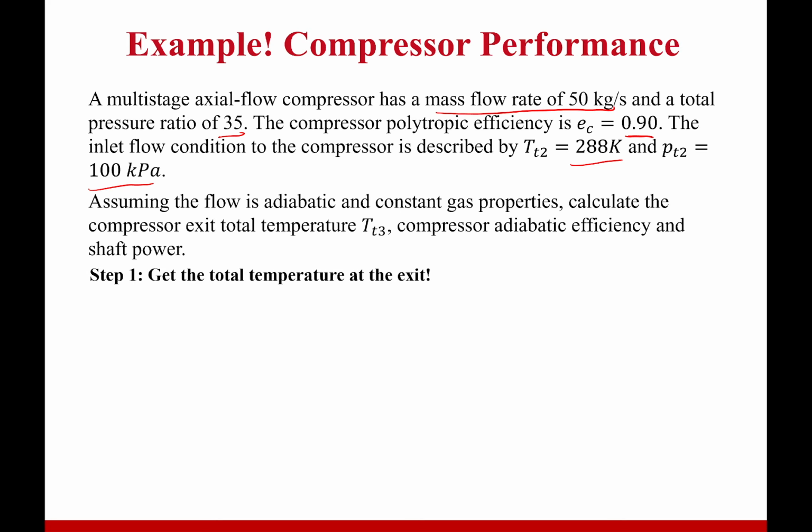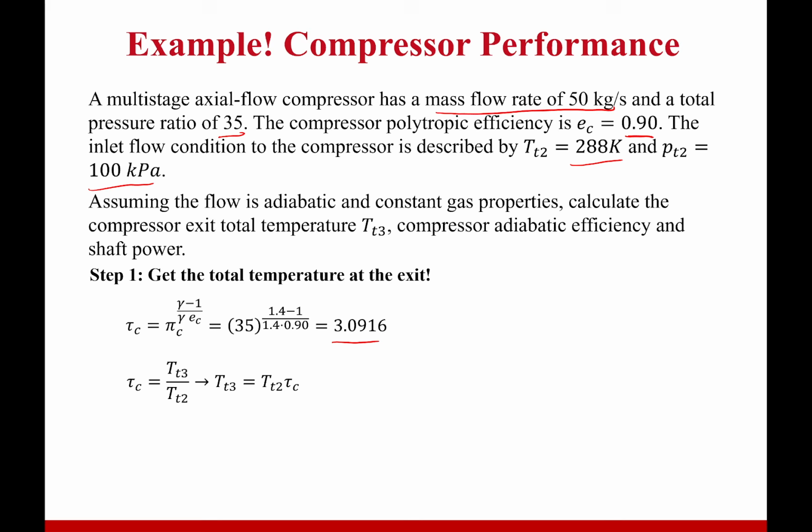So let's see. First off, let's get that total temperature at the exit. Now, how are we going to do that? Well, you can remember that my total temperature ratio, this is actual, is equal to my total pressure ratio raised to that power. But since it's not isentropic, we have to add in that polytropic efficiency to correct it. I know my polytropic efficiency, I know my total pressure ratio, and I know my ratio of specific heats. It's air, we'll use 1.4. So I can plug this in, and I get my total temperature ratio across my compressor is 3.0916.